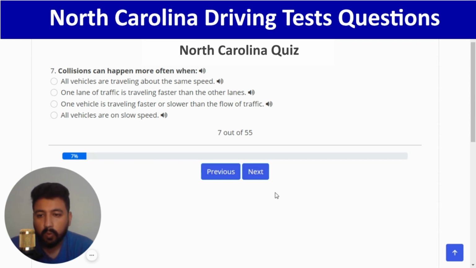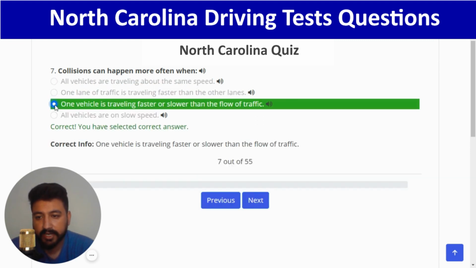Collisions can happen more often when. The right answer is one vehicle is traveling faster or slower than the flow of the traffic. So looking like the third option is the right one.